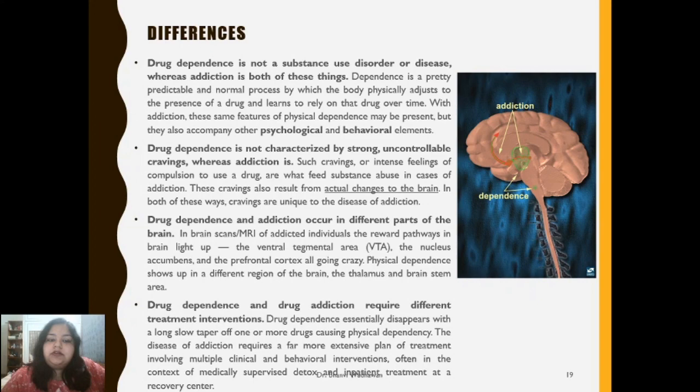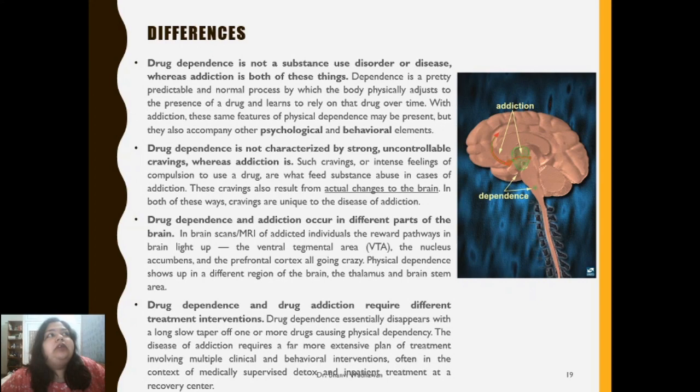Now let us recall drug dependence and drug addiction. So what are the differences between them? Drug dependence is not a substance use disorder or disease, whereas addiction is both of these things. Dependence is a pretty predictable and normal process by which the body physically adjusts to the presence of a drug and learns to rely on that drug over time. With addiction, these same features of physical dependence may be present, but they also accompany other psychological and behavioral elements.